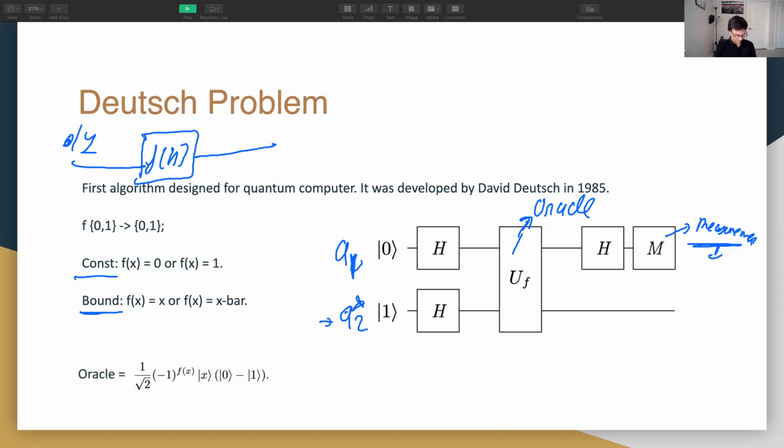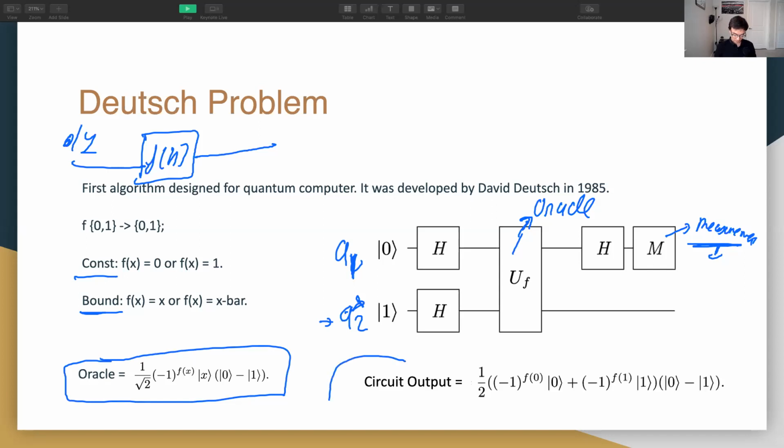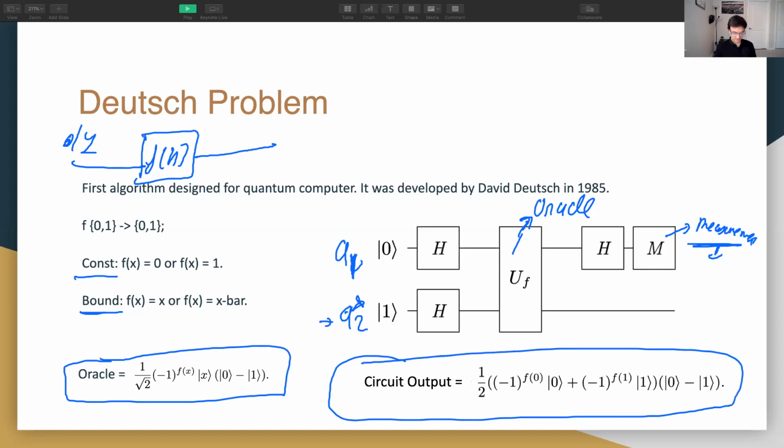The oracle function will look something like this, as you can see on the screen, and the circuit output will look something like this. I don't want to go into the mathematical details of the oracle function or the circuit output now, but rather I want to build an intuition regarding why quantum computers are different from classical computers and how quantum algorithms can be much more efficient than classical algorithms.